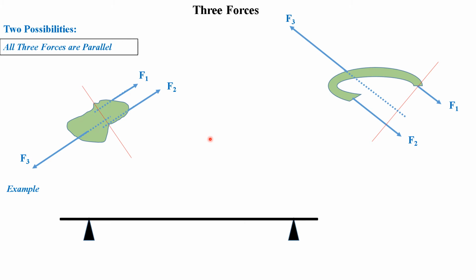For example, this is a light beam supported by two supports, and there is a load or an object of weight F1 which is closer to one support, and obviously there are reactions from these supports which we name F2 and F3. All of these forces are parallel to each other, and certainly F1 is closer to F3 because F3 is higher than F2. Or if F1 is closer to here, necessarily F3 will be higher than F2.